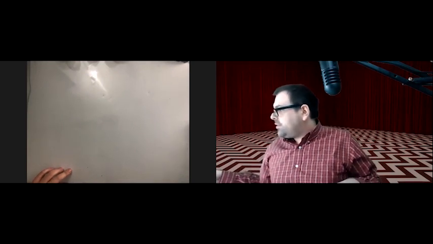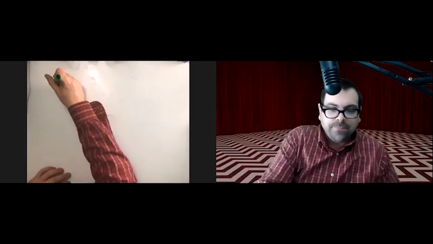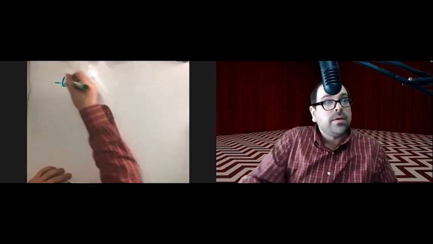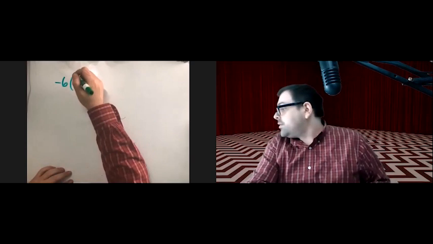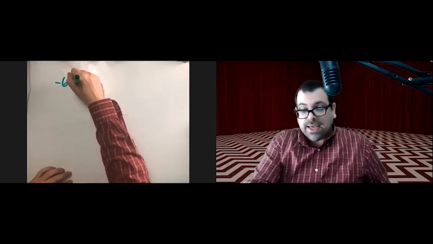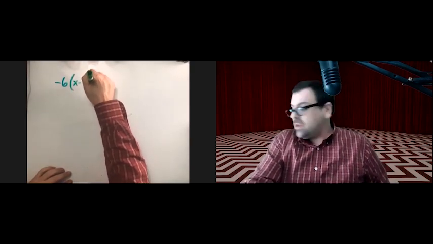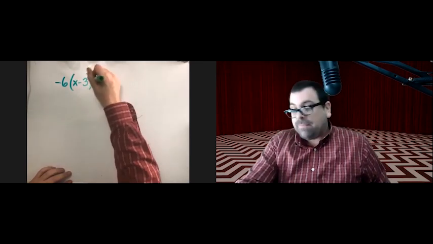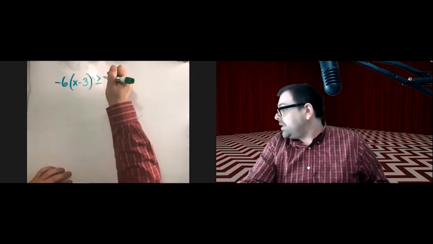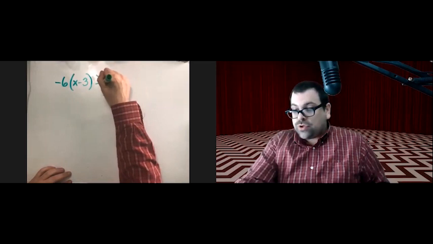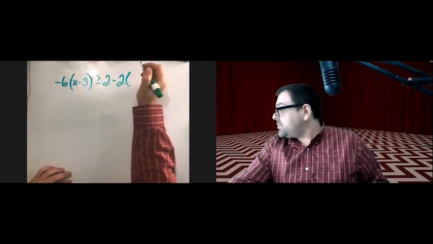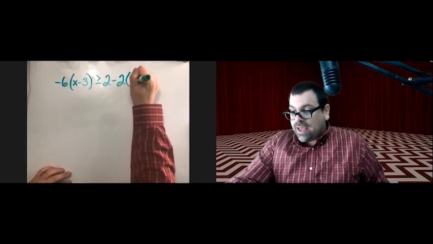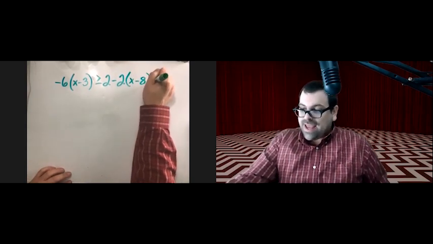Let's complicate the inequality a bit. Let's take a look at -6 times the quantity x minus 3 is greater than or equal to 2 minus 2 times the quantity, x minus 8.